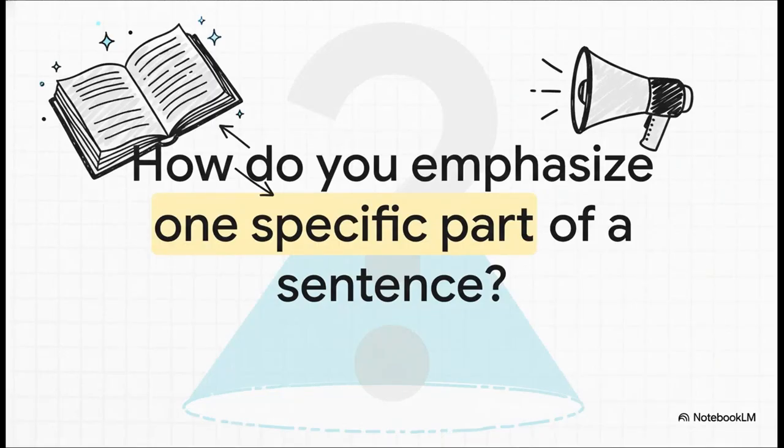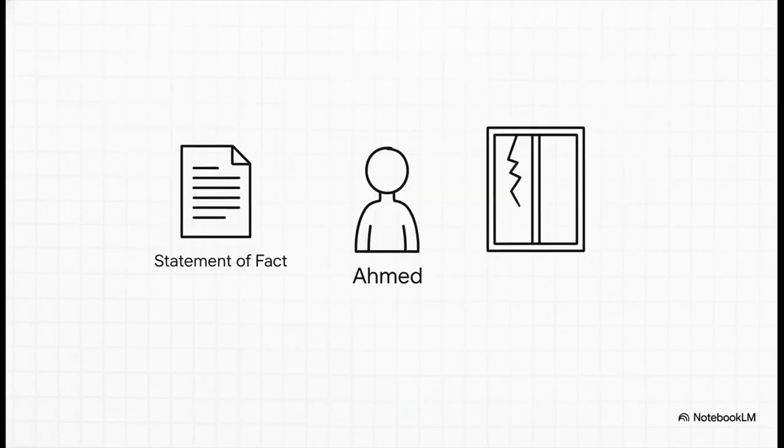When you're telling a story, how do you make it absolutely clear that one specific detail is the most important piece of the puzzle? I mean, besides just shouting it, right? There's a much more elegant way to do it. Okay, take a look at this.